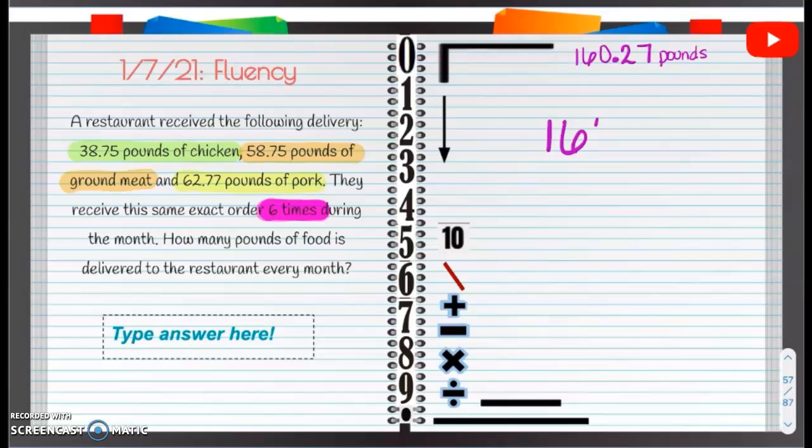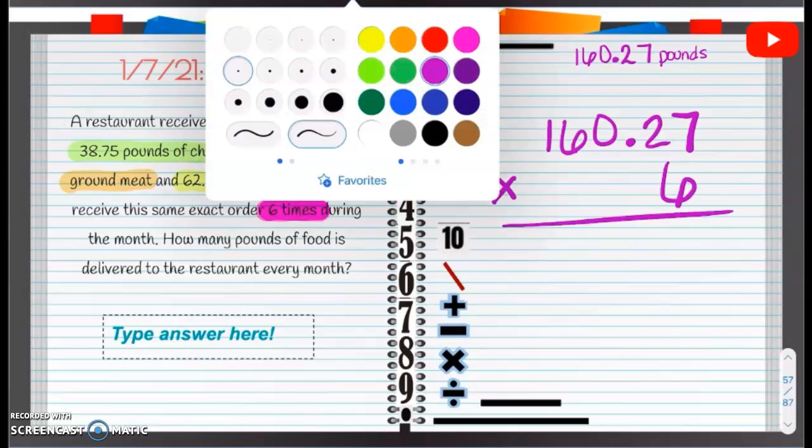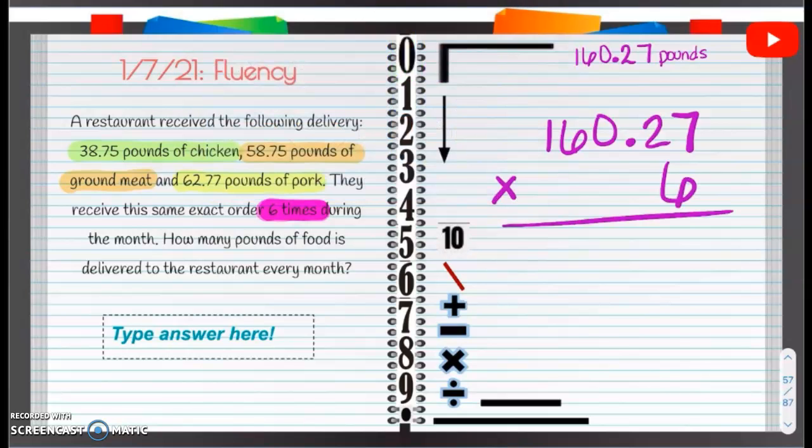160 and 27 hundredths pounds times 6, because it's 6 times a month. Now let's multiply. 6 times 7 is 42. Carry that 4, drop that 2. 6 times 2 is 12, plus 4 is 16. Carry that 1, drop that 6. 6 times 0 is 0, then you add the 1, which is 1, because anything times 0 is 0. 6 times 6 is 36. And 6 times 1 is 6, plus 3 is 9.